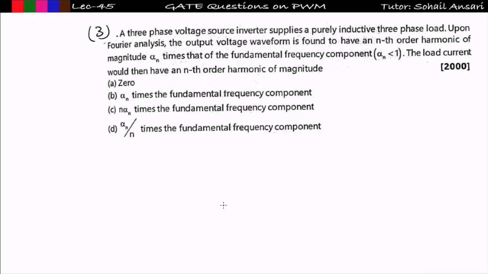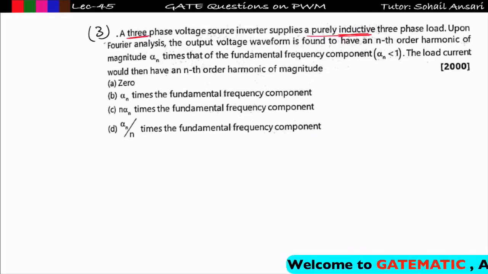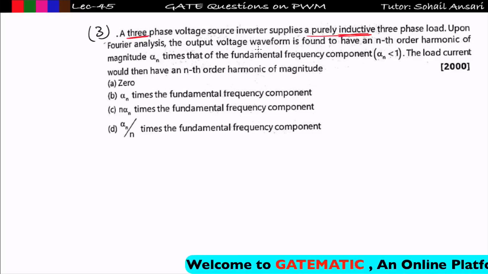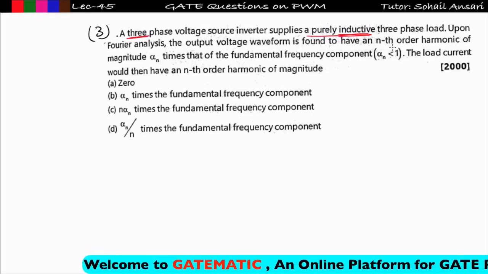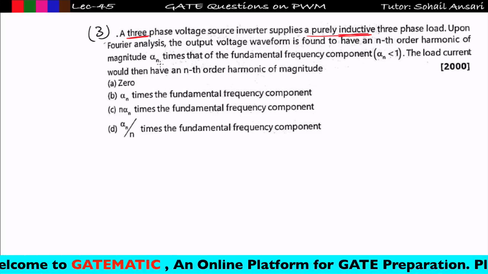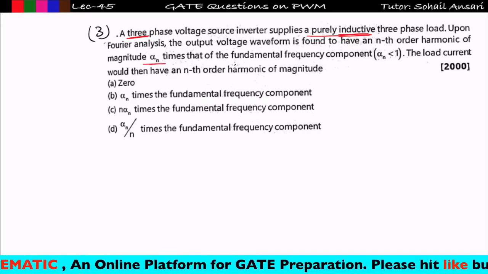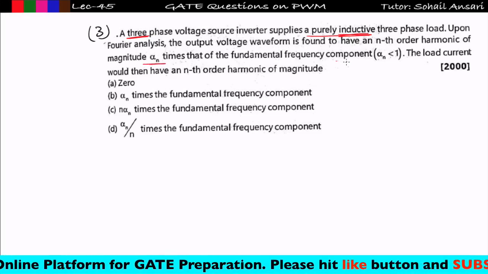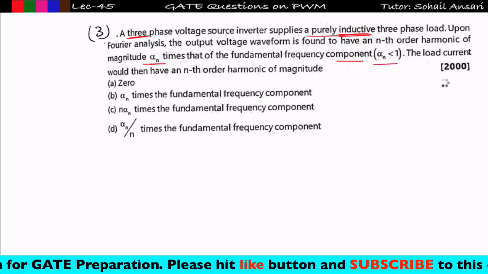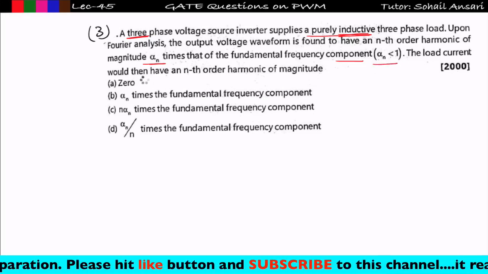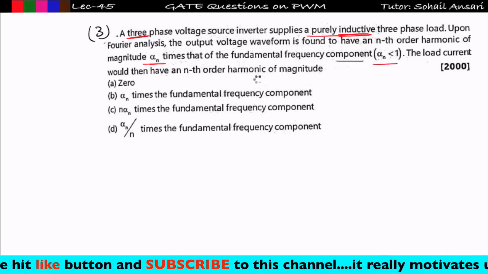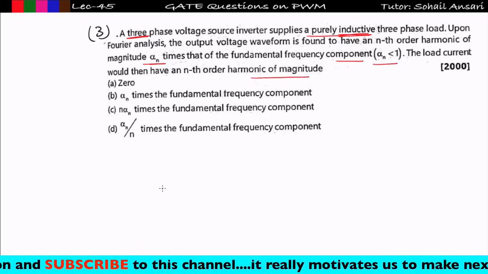See the third problem. A three-phase voltage source inverter, although we don't know the three-phase, but we can solve this, supplies a purely inductive load. Upon Fourier analysis, the output voltage waveform is found to have an nth order harmonic of magnitude alpha n times that of the fundamental frequency component, where alpha n is less than 1. The load current would then have an nth harmonic of magnitude what?